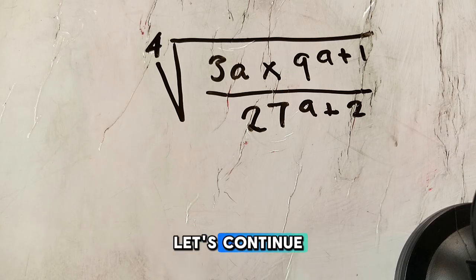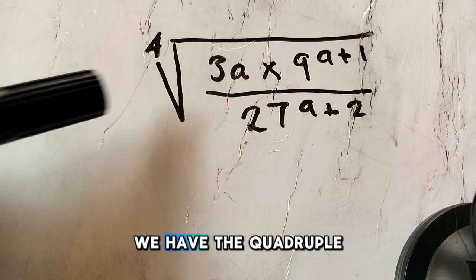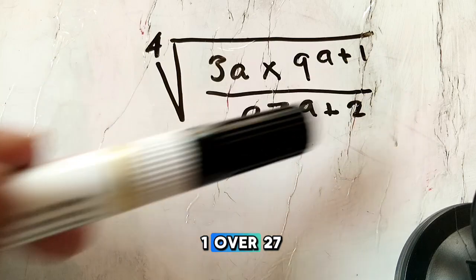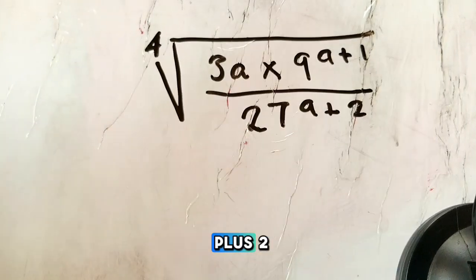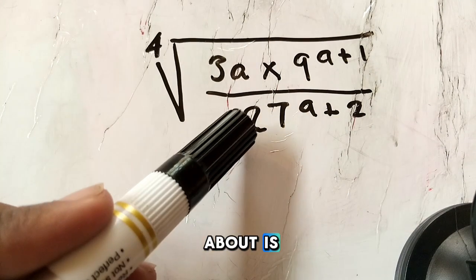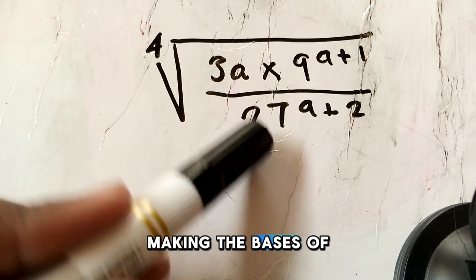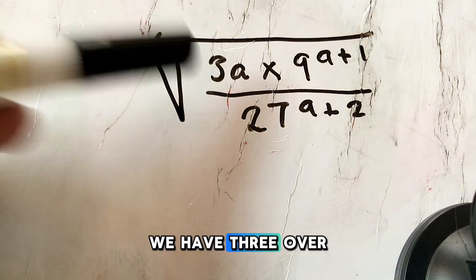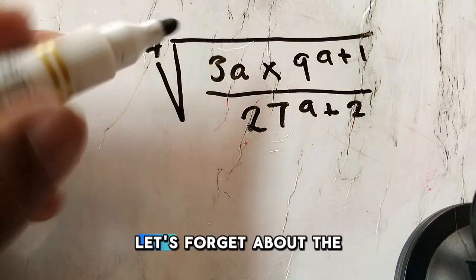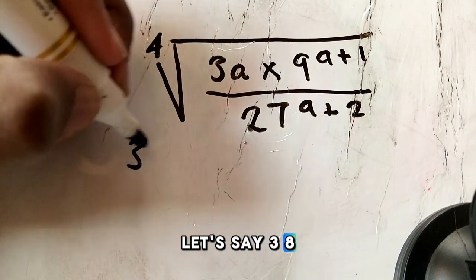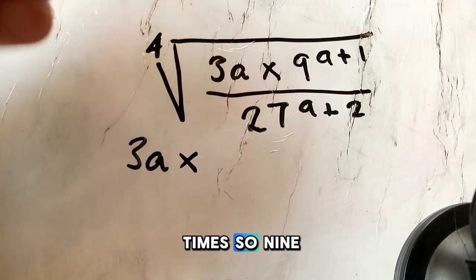So let's continue. We have the quadruple root of 3^a times 9^(a+1) over 27^(a+2). The first thing you always have to think about is making the bases of all the indices equal. We have 3 over here. So let's forget about the root first. Let's say 3^a times 9.